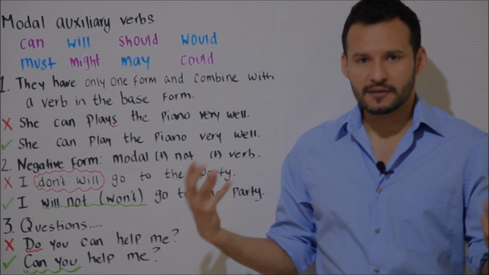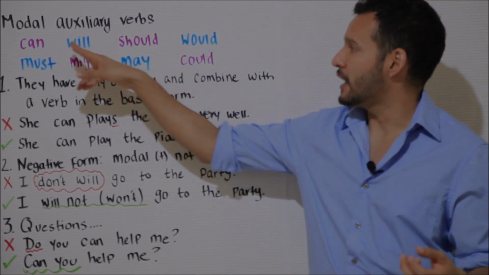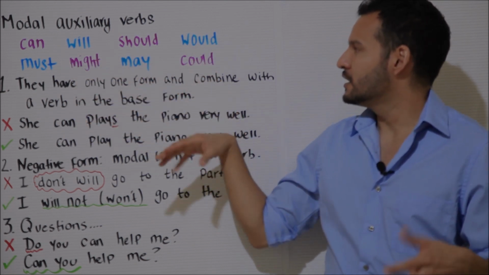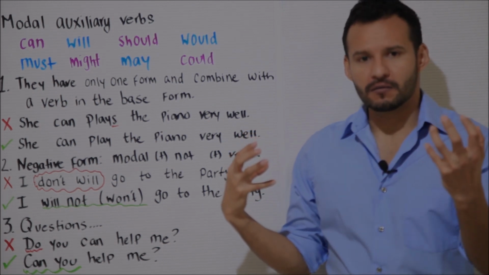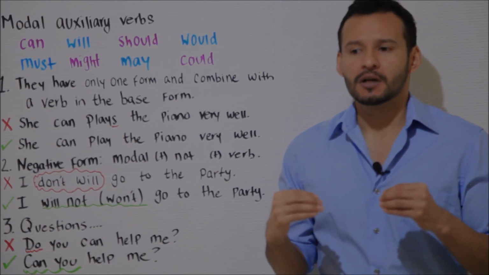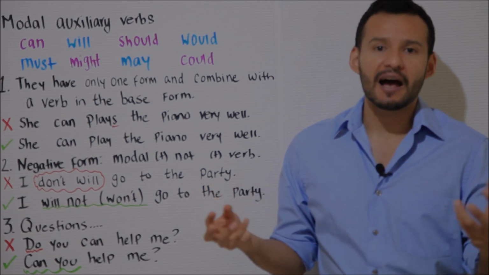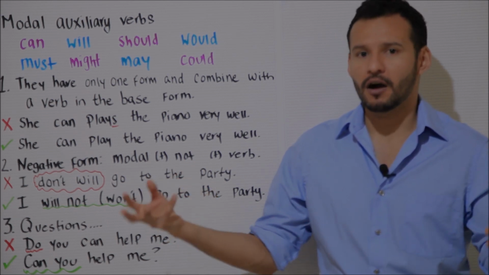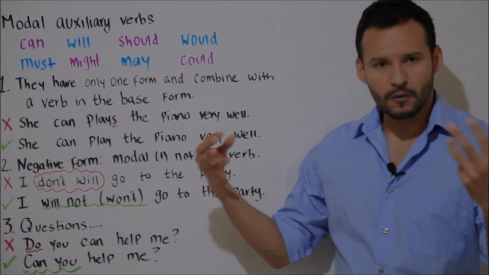Okay, so what is a modal auxiliary verb? Well, I have the basic ones here: can, will, should, would, must, might, may, could, and shall as well. And a regular auxiliary verb is typically associated with a specific tense. So for example, in the simple past we use the auxiliary did. We use have or has in the present perfect. We use the verb to be, is, are, was, were in the continuous tenses, and so on.